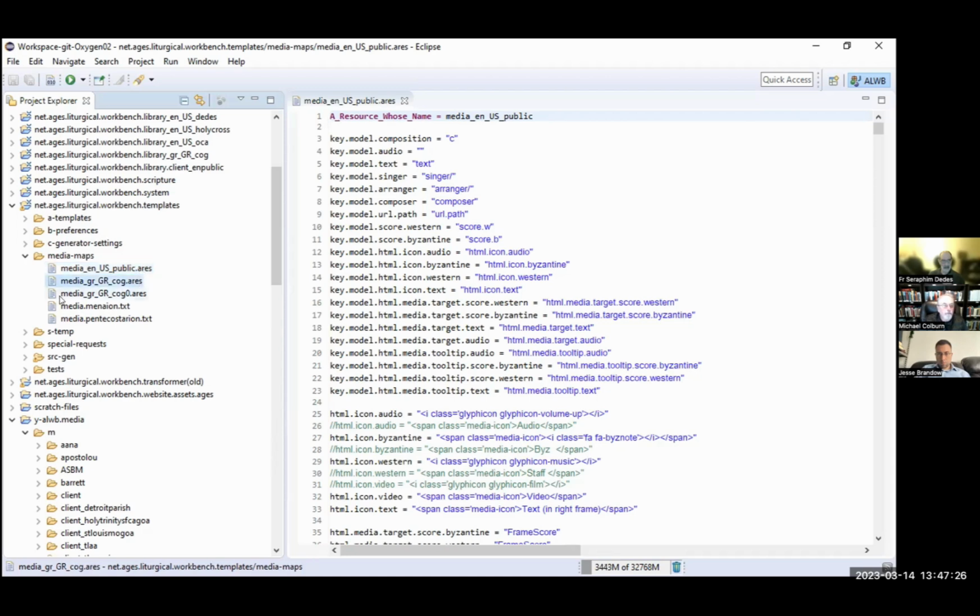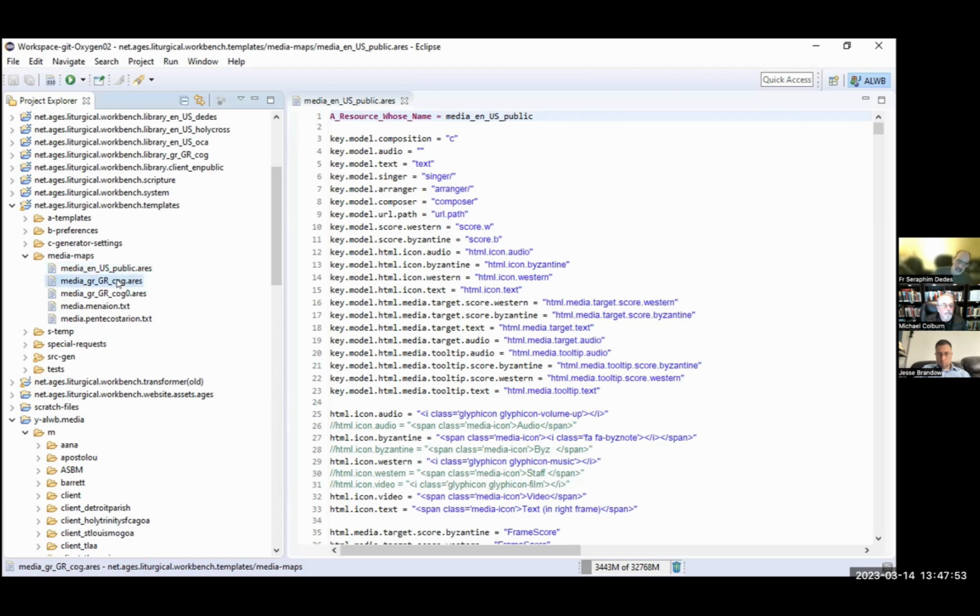Here's media GR, so that means scores whose lyrics, whose text is the Greek text. And these other ones, don't pay attention to. Okay, so we have two. There's the native language and then the Greek.